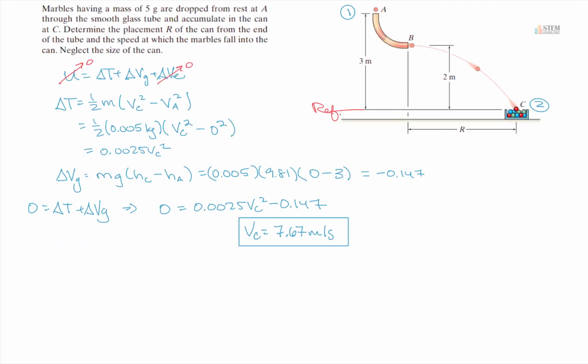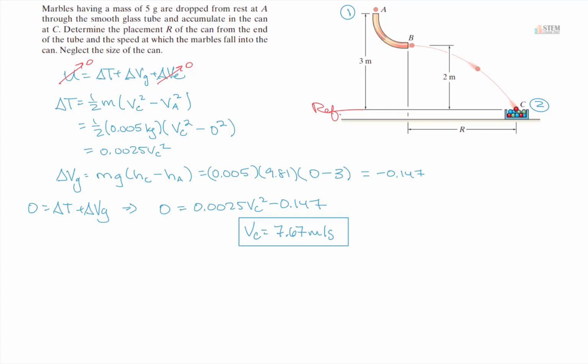Let's see what else we need to find. Remember, it says we want to find the speed at which the marbles fall into the can, which checks that one off. But we also want to find the placement R of the can, and that's this distance right here. Now all we have right now for information, we have the velocity at A because it was at rest at A. We have the velocity at C, and I have these heights.